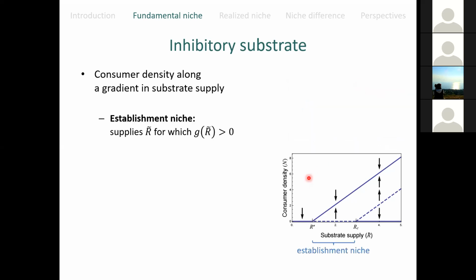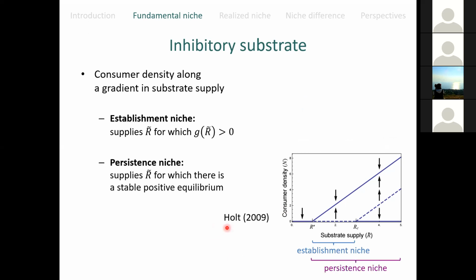And if we're to use the niche concepts to formalize this, let's follow Bob Holt's ideas and call the set of supply points here where invasion is possible the establishment niche or the invasion niche. So it's going to be between R star and RC. And then the persistence niche, which is the set of supply under which my species can be found at equilibrium and stably, at least locally.